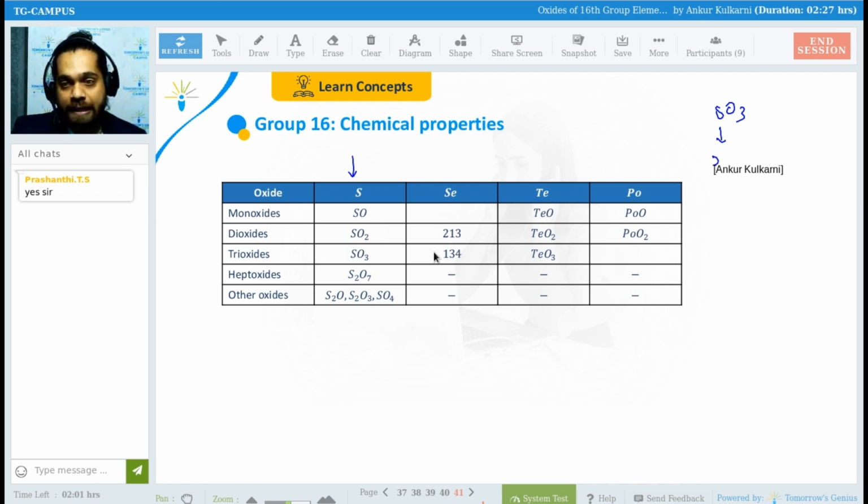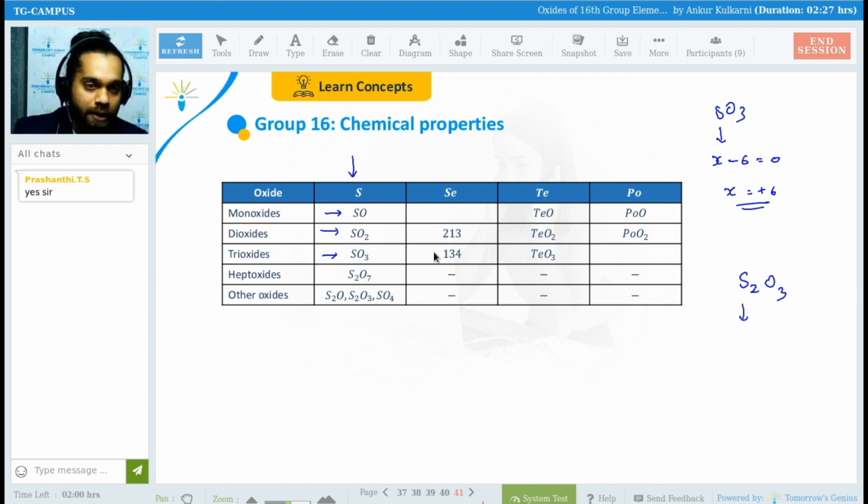I have to take sulfur as X. Single oxygen is -2. How many oxygen we have? We have 3 oxygen. So 3 into -2, it is -6, equal to 0. So X is equal to +6. If you see from +2, +4, +6, come on, calculate for S2O3. Tell me the oxidation state of S in S2O3.